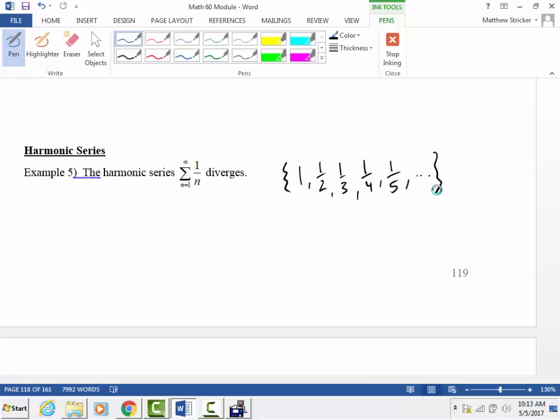We will prove in section 11.3 why this diverges, not next class because we'll be reviewing next class. So anytime you see 1 over n, we call that the harmonic series. It diverges. Does the harmonic series converge or diverge? Diverges. Anytime you see 1 over n.